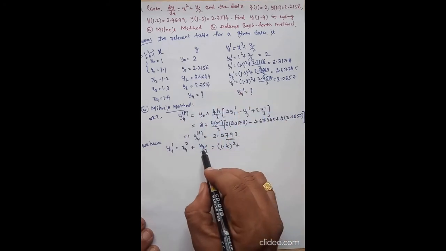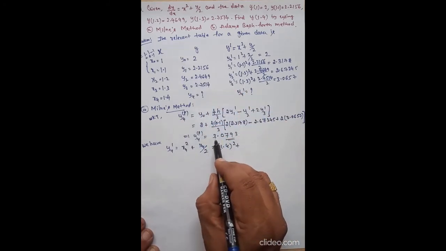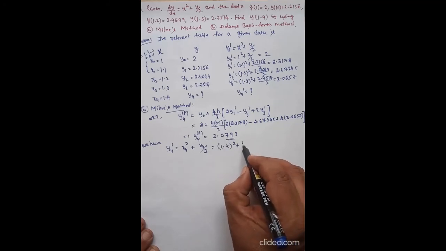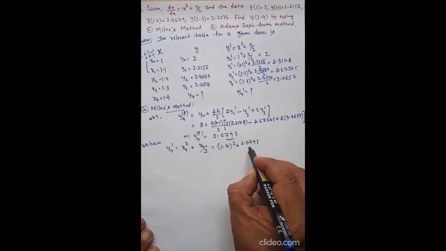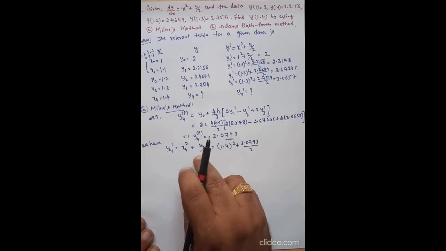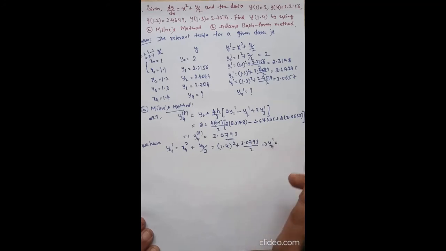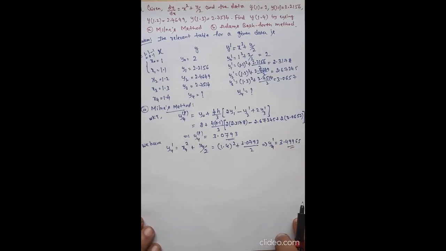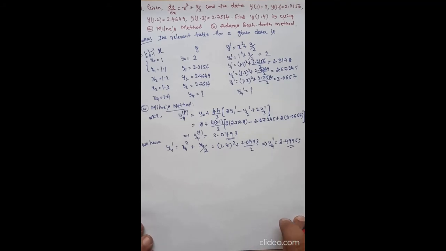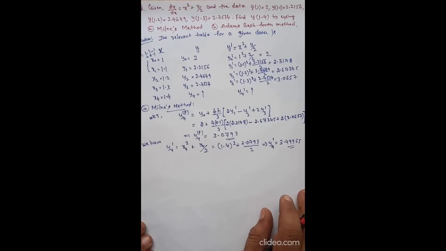So what I can do, in place of y4, I will use the predictor value. It is 3.0793 divided by this 2. So simplify this, we get the y4 dash value. This comes around 3.49965. This is the value of y4 dash. So once we get y4 dash, the next step is we can apply the corrector formula.